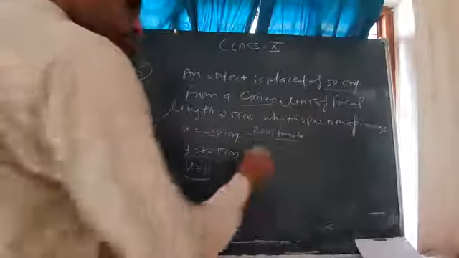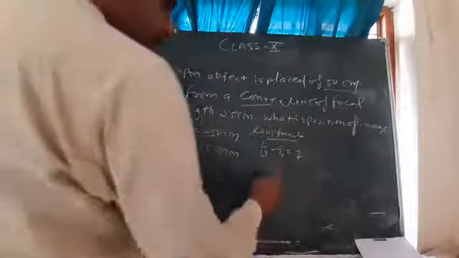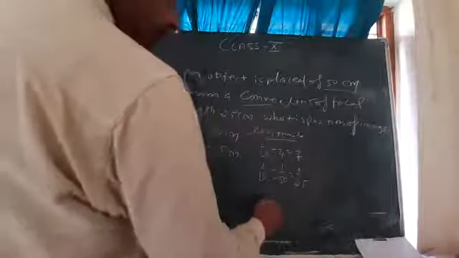So by using the lens formula, you know the lens formula 1 upon v minus 1 upon u is equal to 1 upon f. By putting values, 1 upon v minus 1 upon minus 50 equal to 1 upon 25. So 1 upon v plus 1 upon 50 is equal to 1 upon 25. So 1 upon v is equal to 1 upon 25 minus 1 upon 50. The LCM is 50, then 50 divided by 25 is 2, minus 1, so 1 upon 50. So v equal to 50 centimeter.